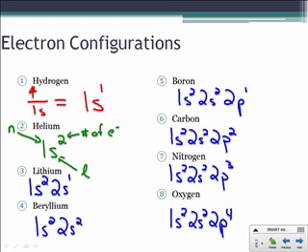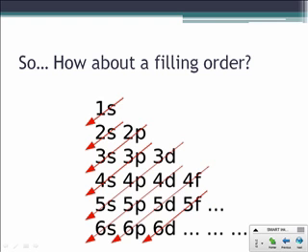So what I'm going to end this podcast with is a filling order. So the order for which the orbitals actually fill. So here's a filling order for the different electron orbitals. So we fill the 1s first, so the arrows point from right to left. 1s first, and then 2s, and then 2p and 3s, and 3p and 4s, and 3d, 4p, and 5s. So you can see the sequence by which this goes.